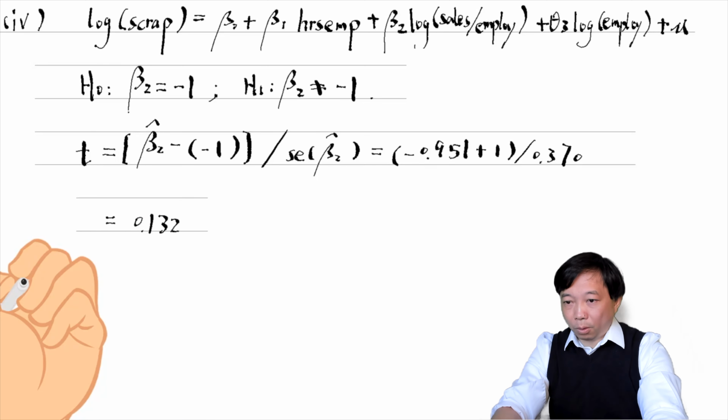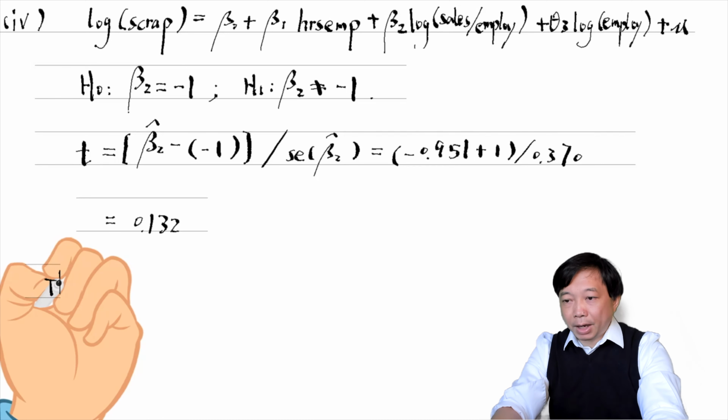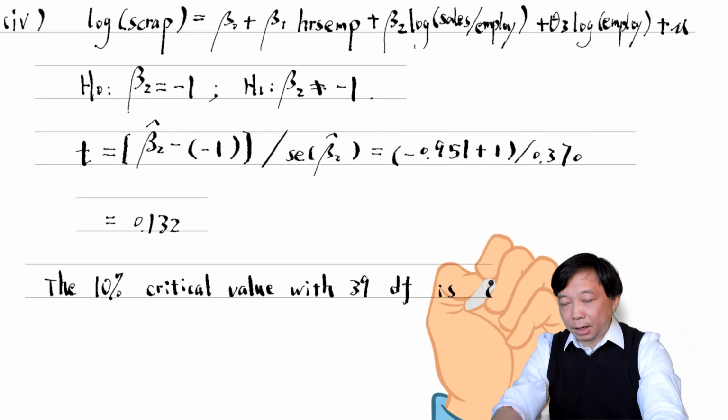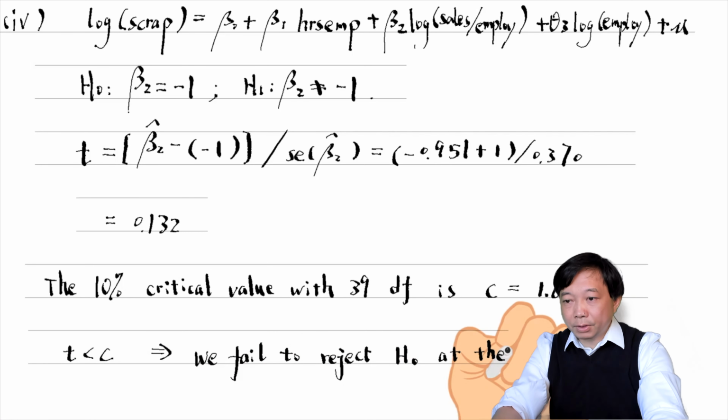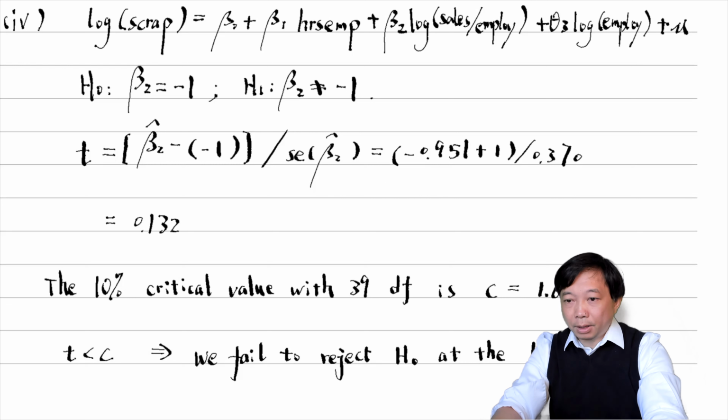It is very small, 0.132. The 10% critical value against the two-sided alternative with 39 degrees of freedom is 1.684. Since the t-statistic is below the critical value, we could not reject the null hypothesis that a 1% increase in the sales-to-employee ratio is associated with a 1% drop in the scrap rate at the 10% level.